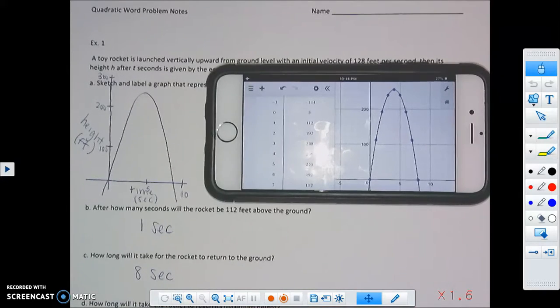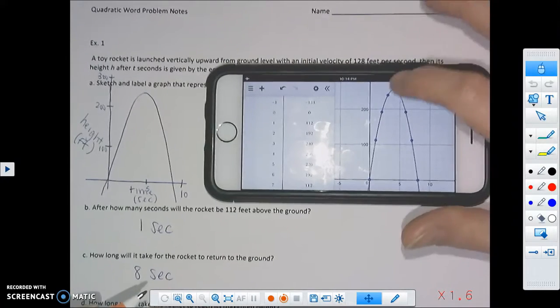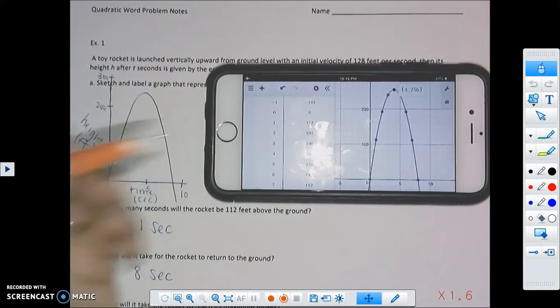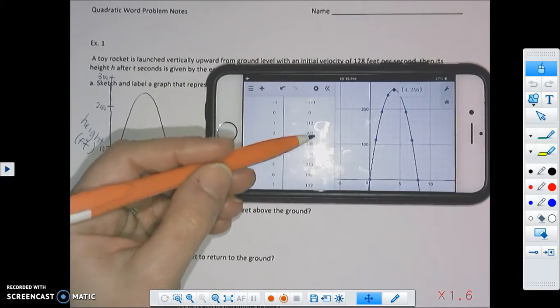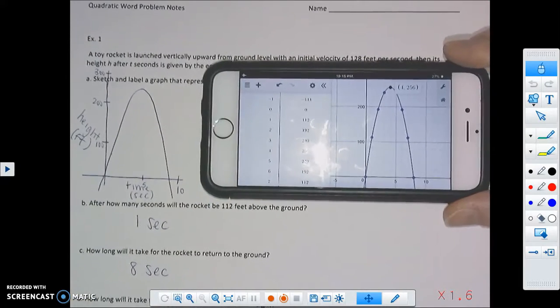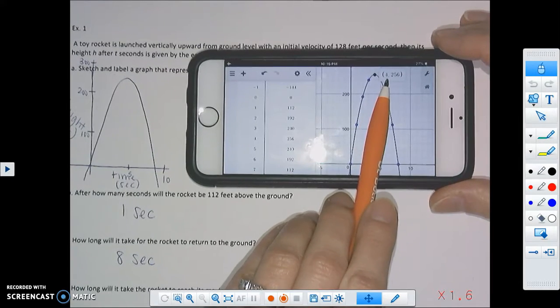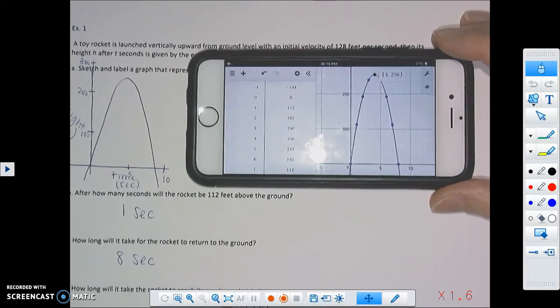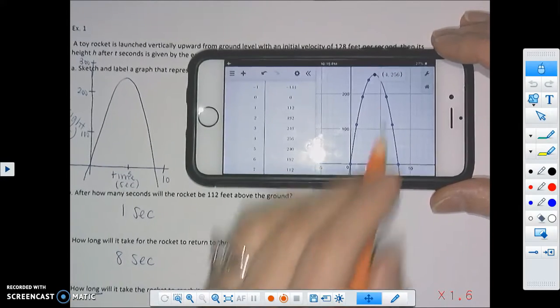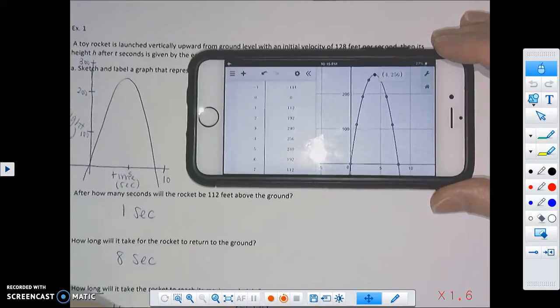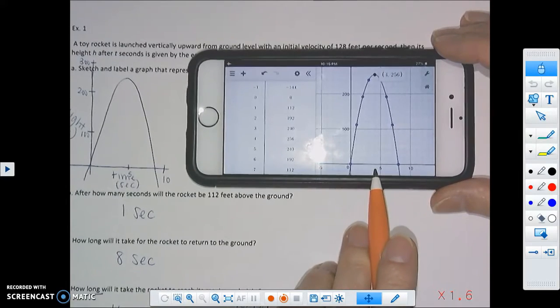Maximum height is talking about the vertex. So if you click on that vertex, or look in your chart where you start to see that pattern, that vertex is 256. Height, that's the y coordinate of our vertex. And that means it will take, it says how long will it take us? So that's going to be our 4 seconds. That's the x coordinate, the time, how long it takes.